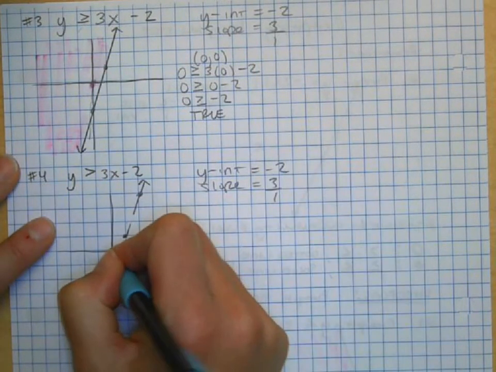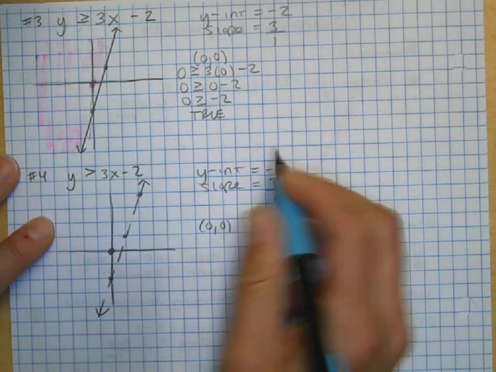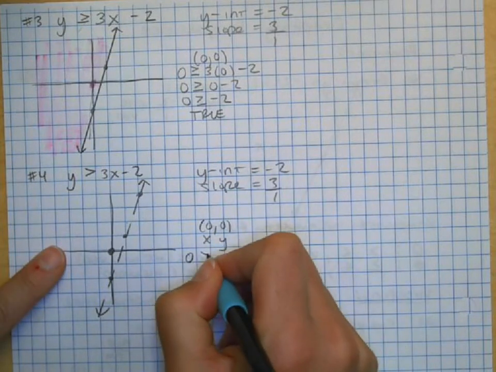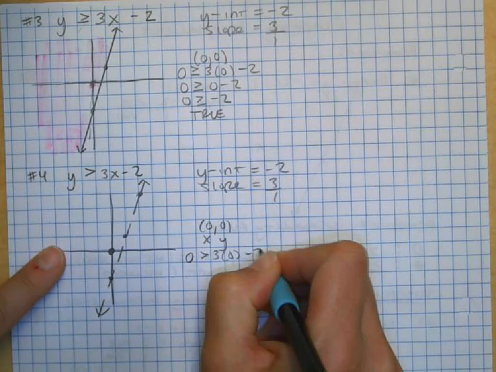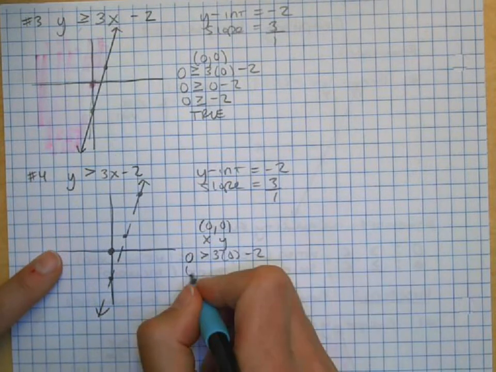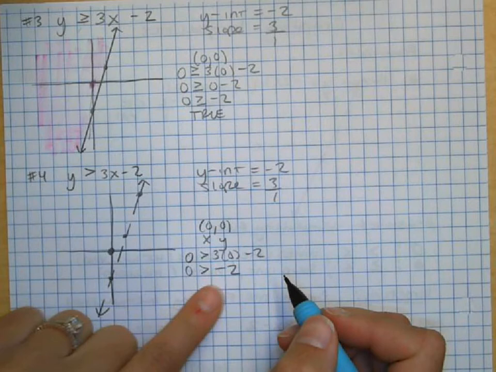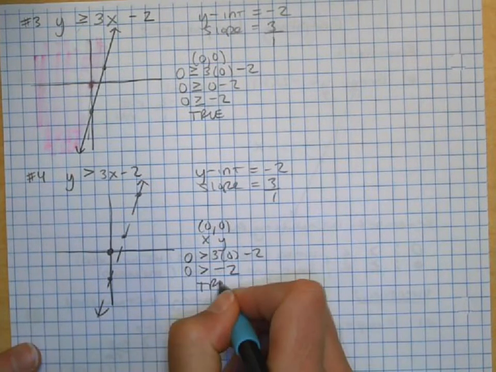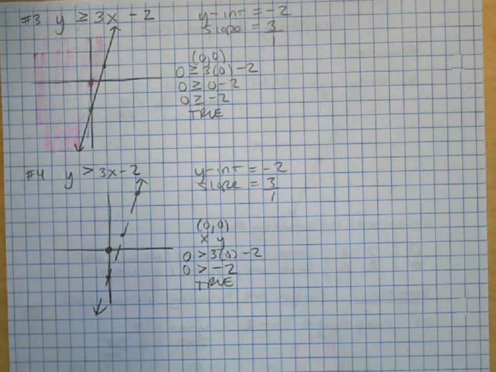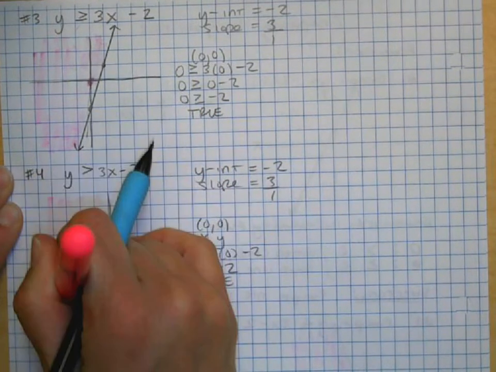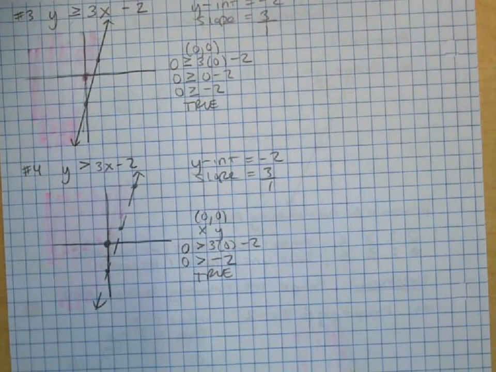We're now going to test this point 0, 0. x comma y, we're going to plug it into our original equation. 0 is greater than 3 times 0 minus 2. We already know 3 times 0 is 0, minus 2, so 0 is greater than negative 2. This statement is true again. So we are going to shade where that point was that we actually tested. It's going to be that side again.